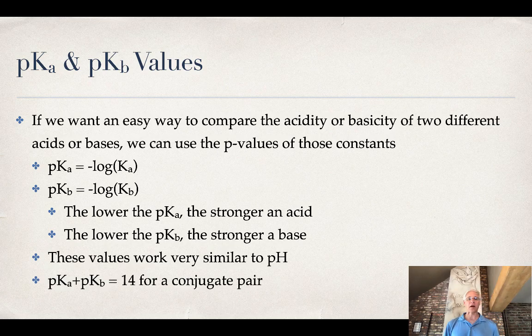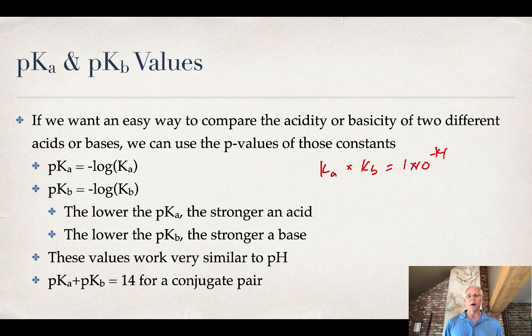And if you have a conjugate pair, because your Ka times your Kb is equal to your Kw, which we have as 1 times 10 to the minus 14. So let's go ahead and look and see how that works. So we know that for a conjugate pair, Ka times Kb is equal to 1 times 10 to the minus 14.